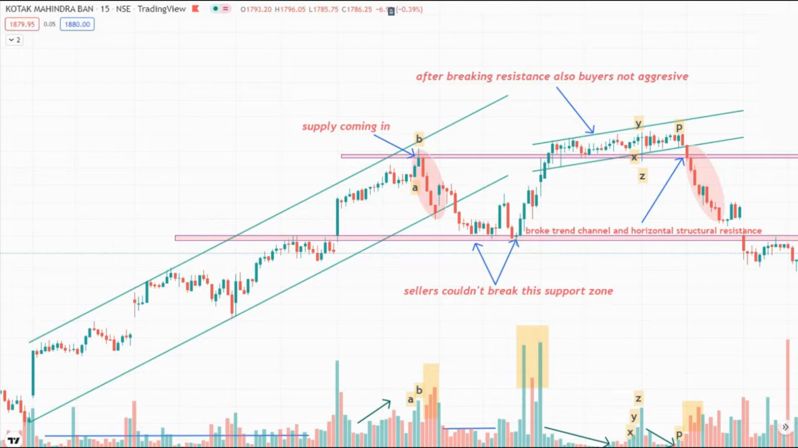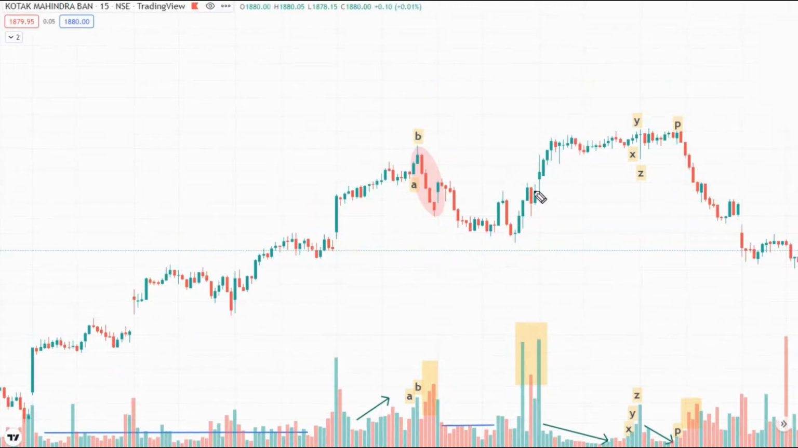First of all, we will analyze the price action in conjunction with the volume, and then we will add market structure and look for low risk high reward trading opportunities. Okay, so as you can see, Kotak Bank is in a very strong uptrend.